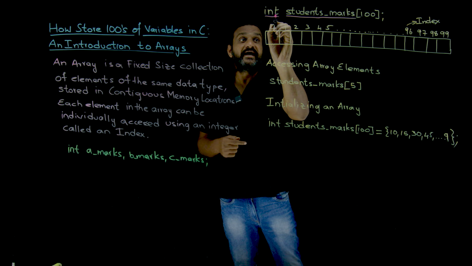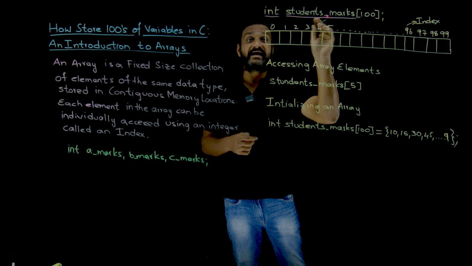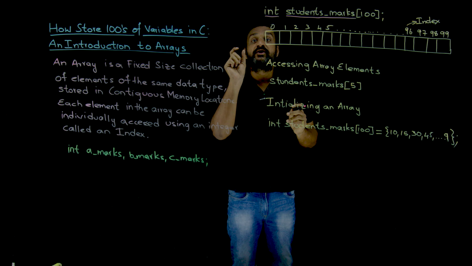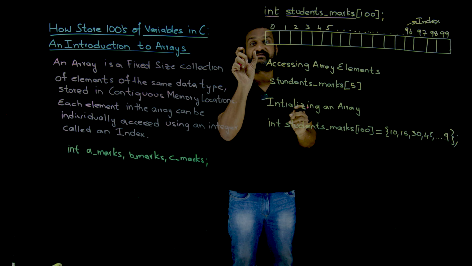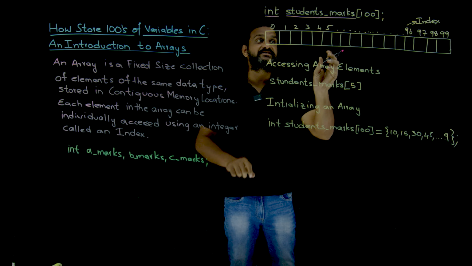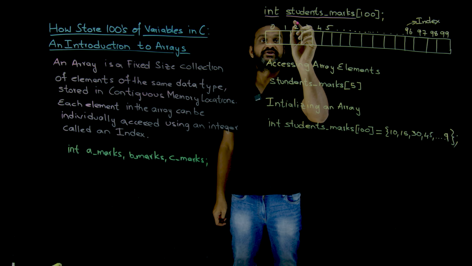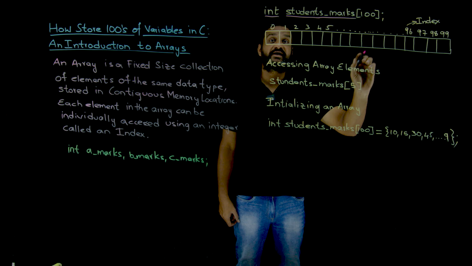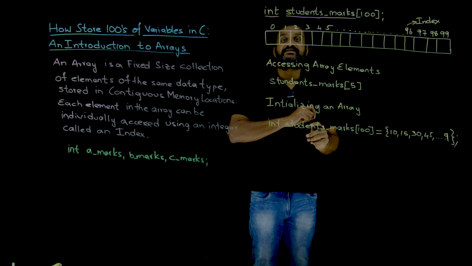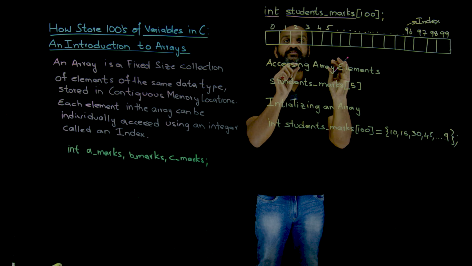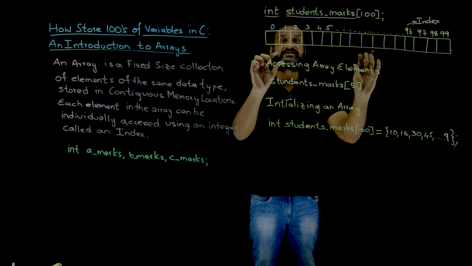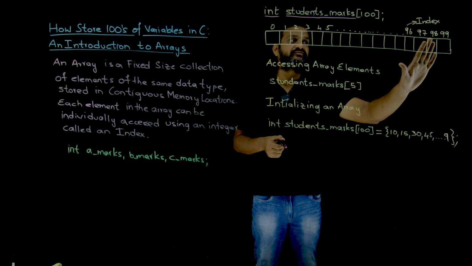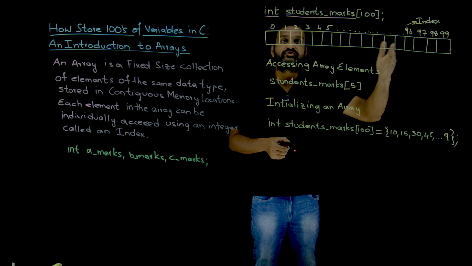Here I have declared int students_marks, and every time you want to declare an array, we have to give square brackets, and within those brackets we have to mention the size. So this is how the declaration of an array happens. Now let's visualize this in the simplest possible way. This is the basic visualization that we are going to have with respect to arrays.